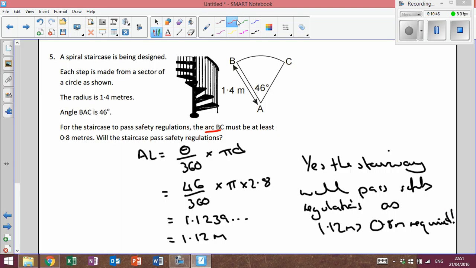Exclamation mark to show that you're excited. So one mark for subbing in, one for the answer, one for your comparison, and you may also get a mark for that formula, but it varies.